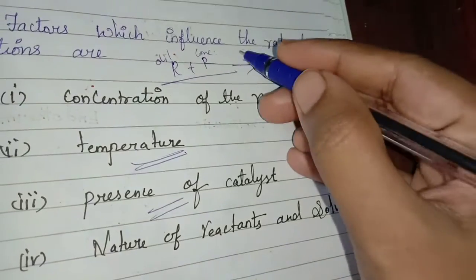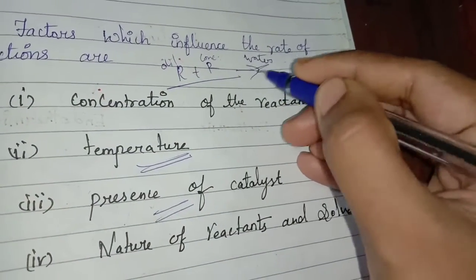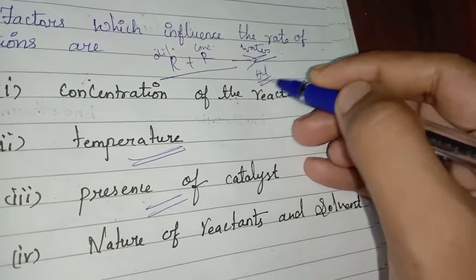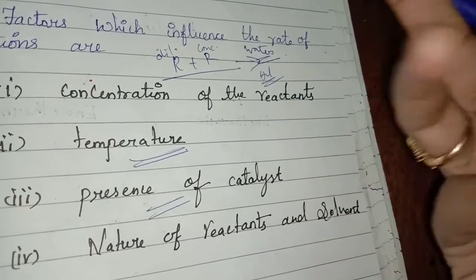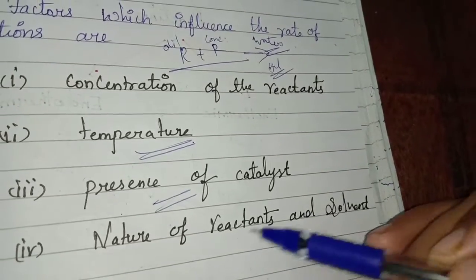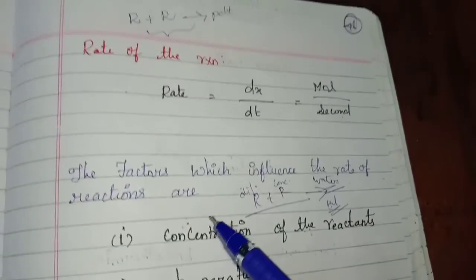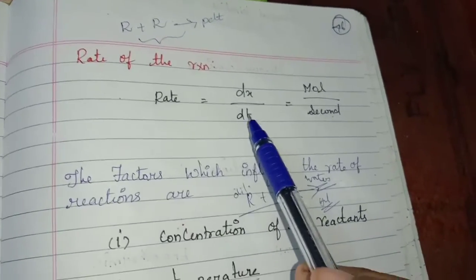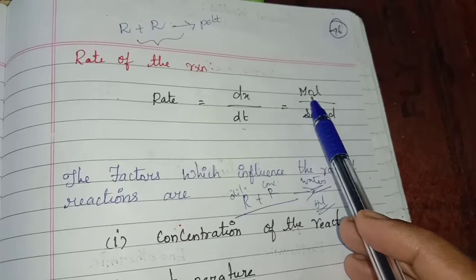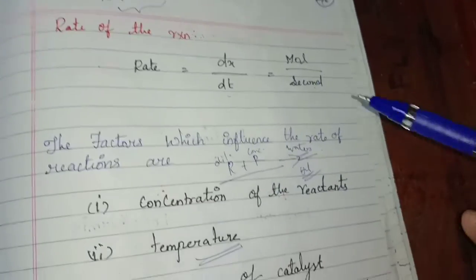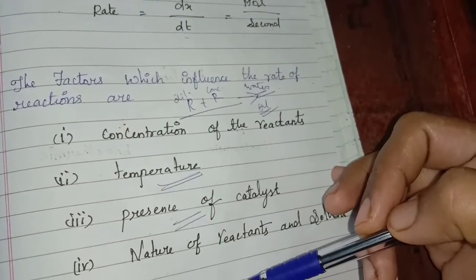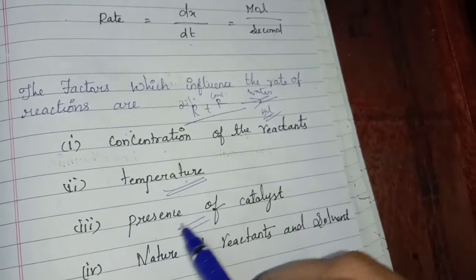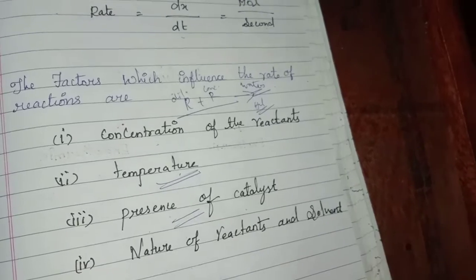What solvent are we using? For example, water is a solvent, or any solvent we are taking. So, nature of the reactant and solvent. We can calculate the rate of the reaction through this formula, dx divided by dt. Dx means, I said, change in mole concentration. Dt means time. And four factors will affect the rate. What are the four factors? I said concentration of the reactant, temperature, presence of catalyst, and nature of the reactant and solvent.